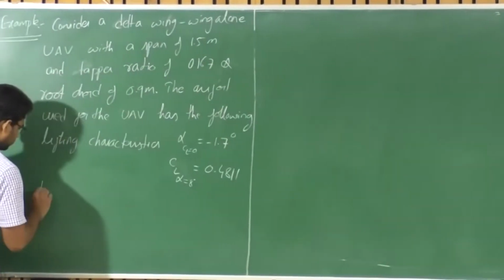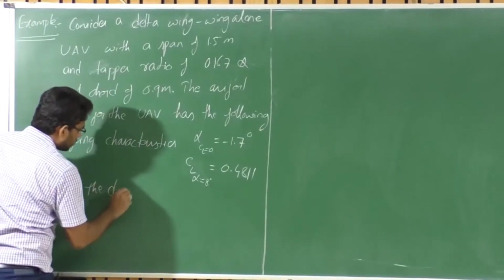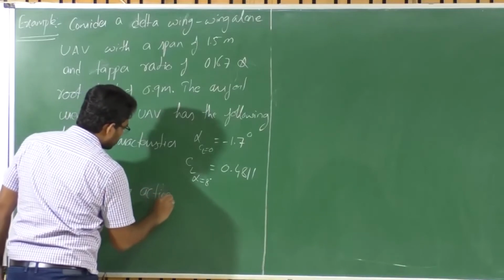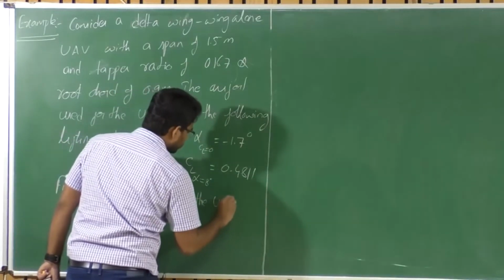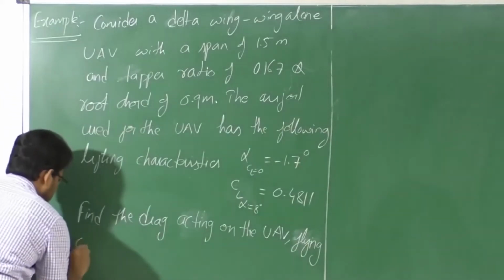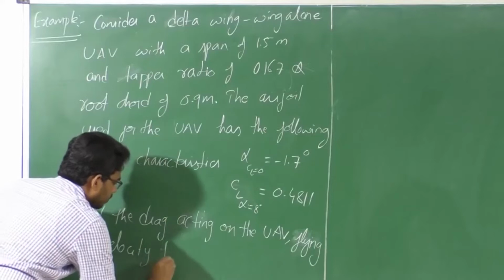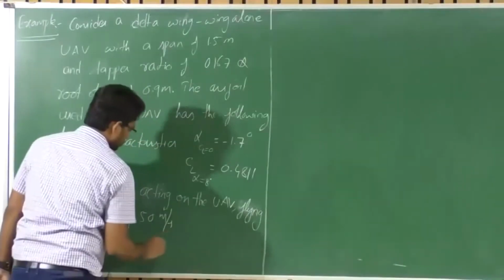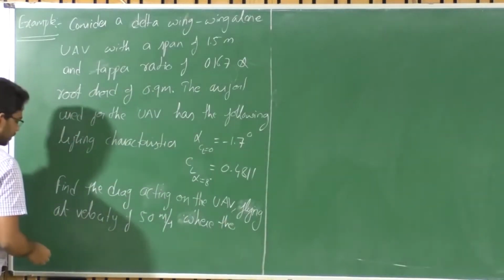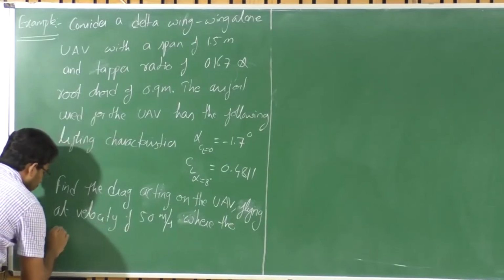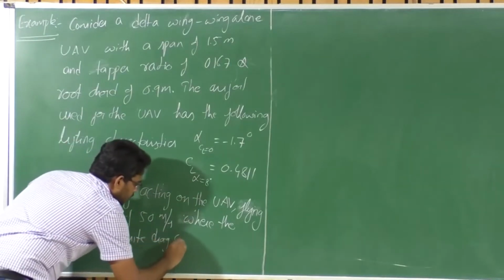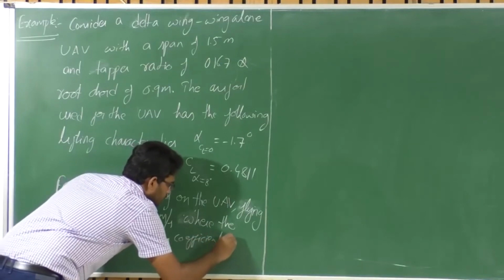So we need to find the drag acting on the UAV flying at a velocity of 50 meters per second, where the drag coefficient independent of lift, or zero lift parasite drag coefficient, is 0.02.